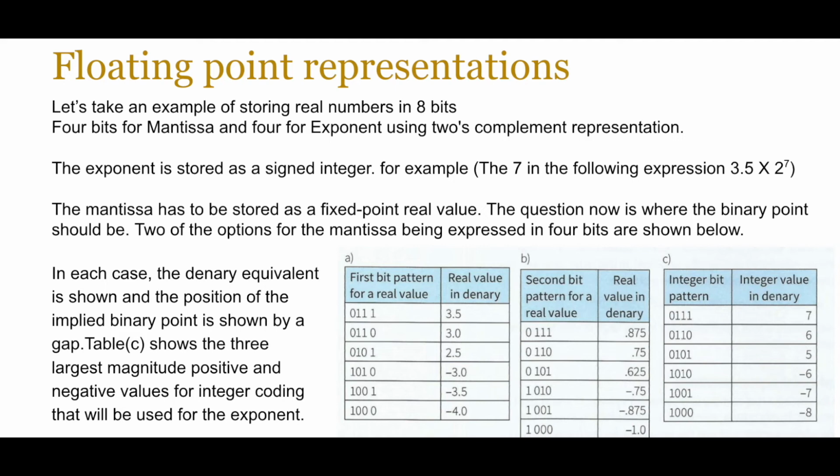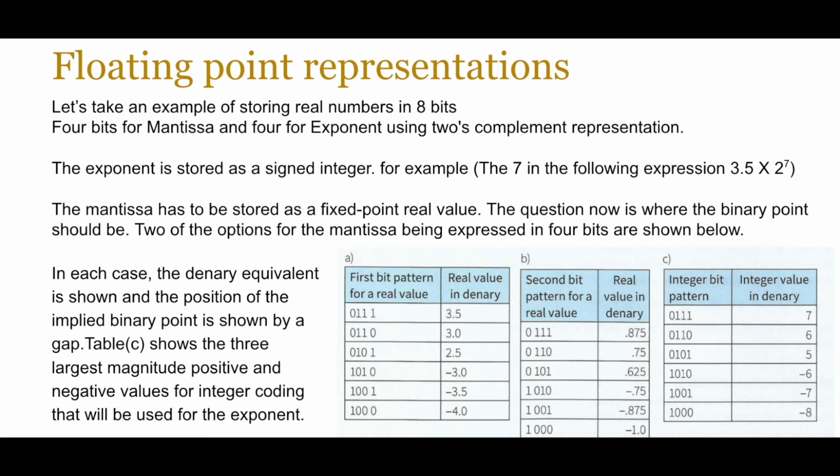The mantissa has to be stored as a fixed point real value. The question now is where the binary point should be. 2 of the options for the mantissa being expressed in 4 bits are shown below. And in each case, the denary equivalent is also shown, and the position of the implied binary point is shown by a gap. Table C shows 3 large magnitude positive and negative values for integer coding that will be used for the exponent. So let's start delving into this a bit more deeply.